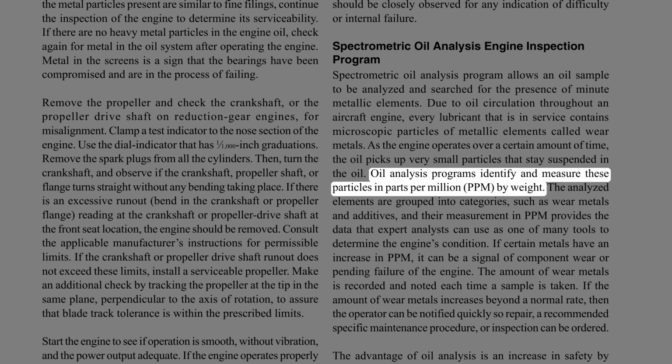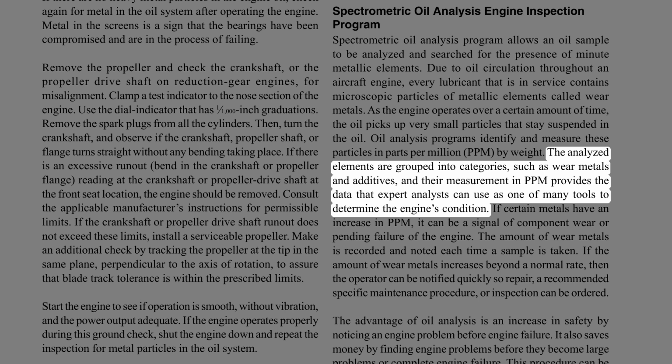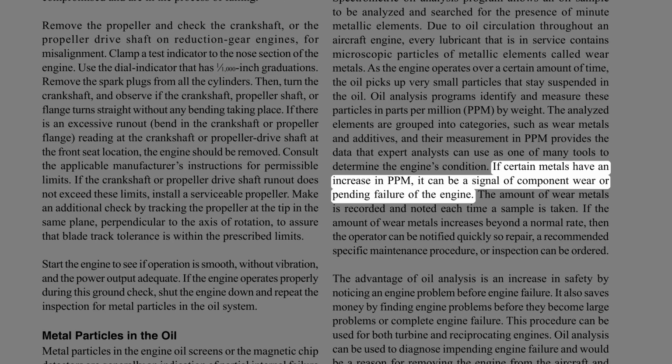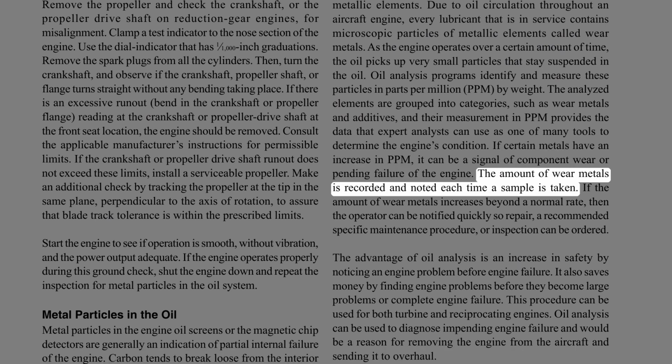Oil analysis programs identify and measure these particles in parts per million, ppm, by weight. The analyzed elements are grouped into categories, such as wear metals and additives, and their measurement in ppm provides the data that expert analysts can use as one of many tools to determine the engine's condition. If certain metals have an increase in ppm, it can be a signal of component wear or pending failure of the engine. The amount of wear metals is recorded and noted each time a sample is taken.